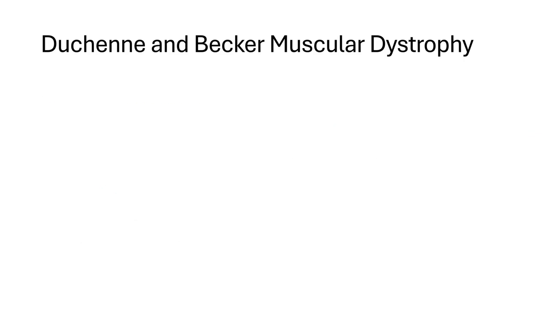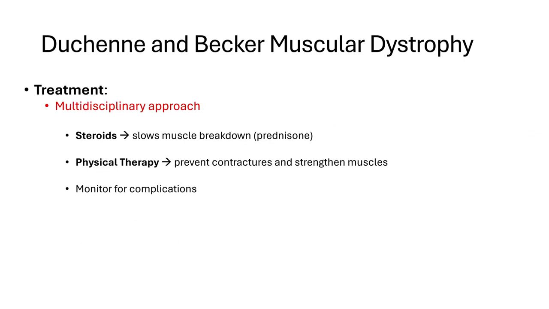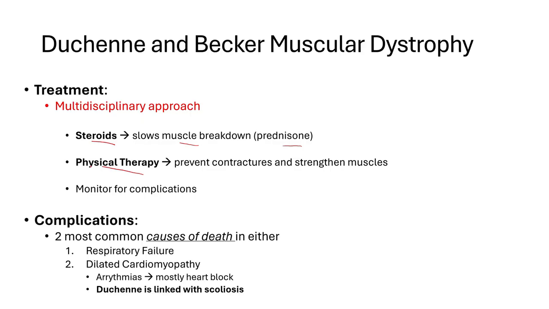Now, both of these treatments are typically multidisciplinary. The first line is always steroids, and this is thought to slow down the muscle breakdown. It's an anti-inflammatory. We can typically give something like prednisone. You want to start these individuals on physical therapy. This prevents contractures as well as strengthens the muscles that we are using. And you also want to monitor for complications. Now, there's a large multitude of complications, but the two that you want to know for exam day are the two most common causes of death. And this will be respiratory failure and dilated cardiomyopathy.